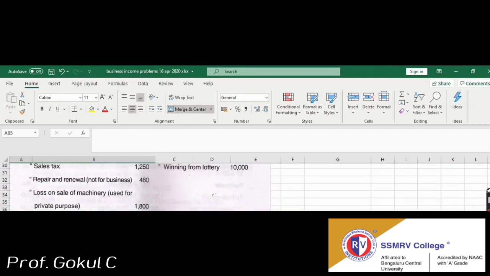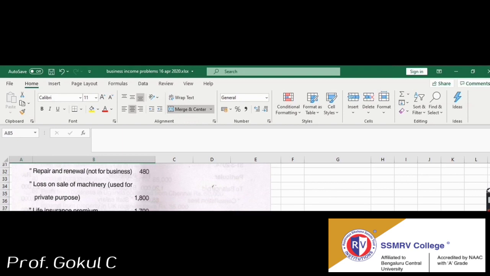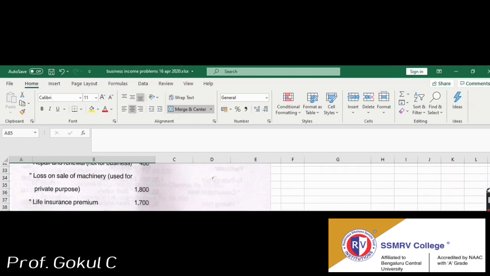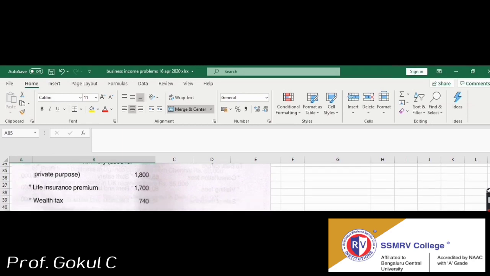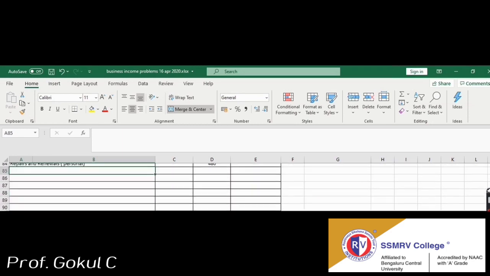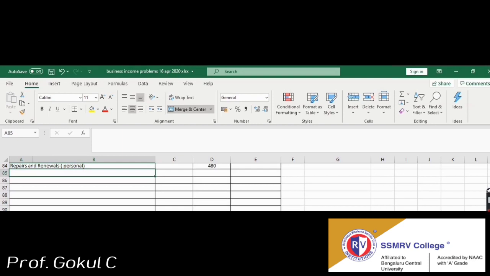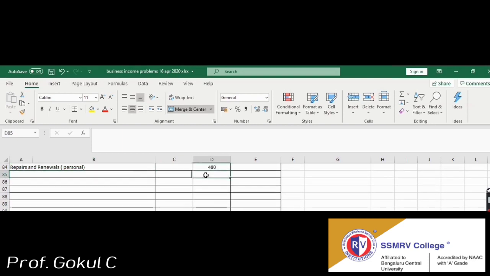Loss on sale of machinery used for private purpose. So that means the machinery has been used for personal purpose and there has been a loss due to that. You will have to add it back. It is not admissible.